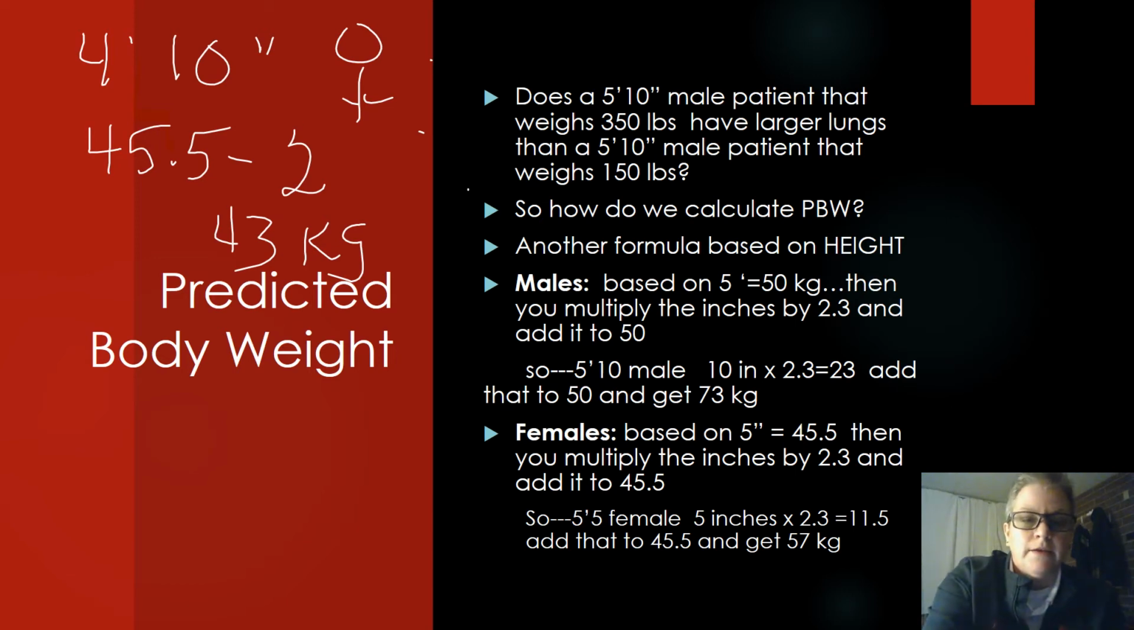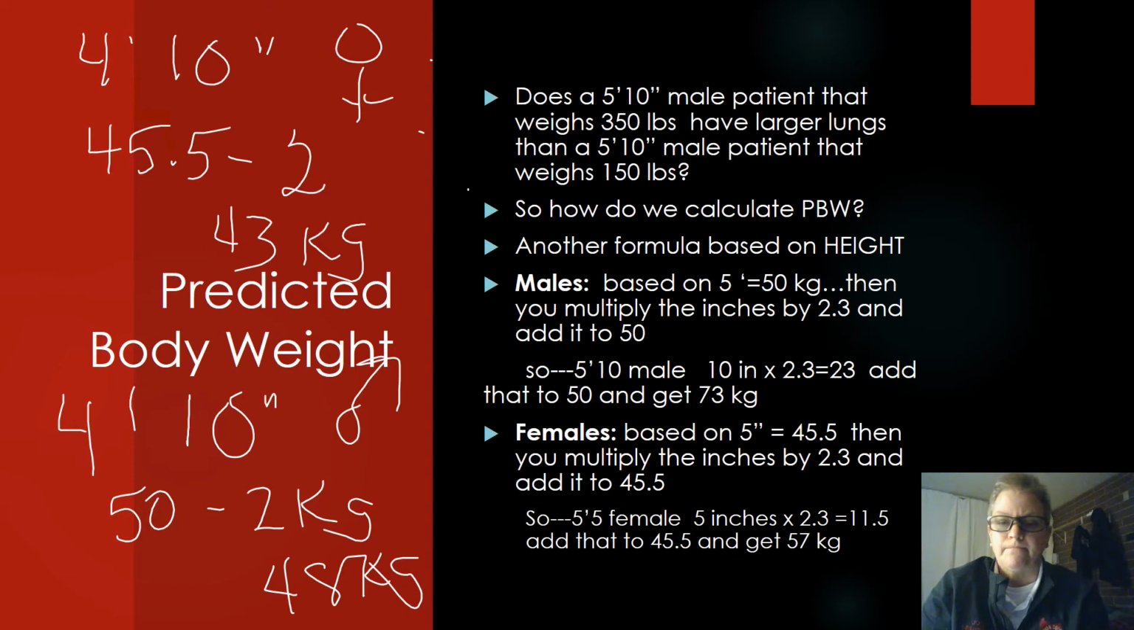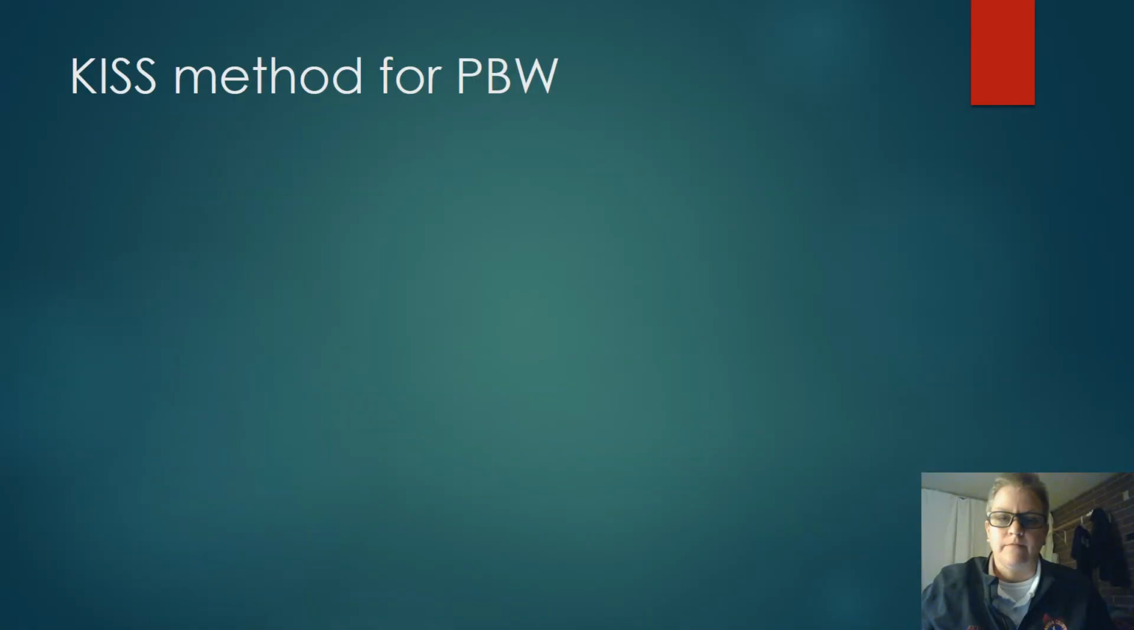Same with the man. So a 4'10" male, we're just going to subtract that 2 kilos from 50 instead of 45.5. So that would be 48 kilos. Okay? All right. Easy enough with predicted body weight. And guess what? We have cheats. Next slide will help us with those.